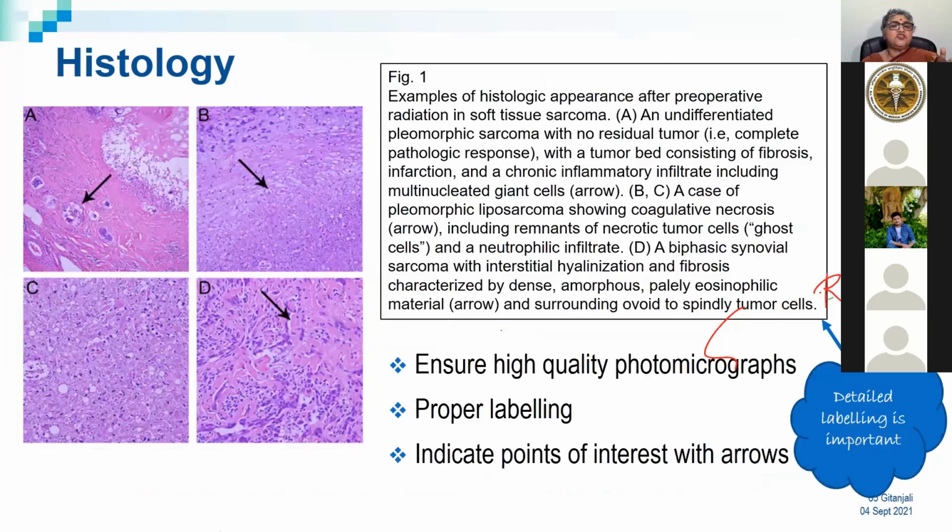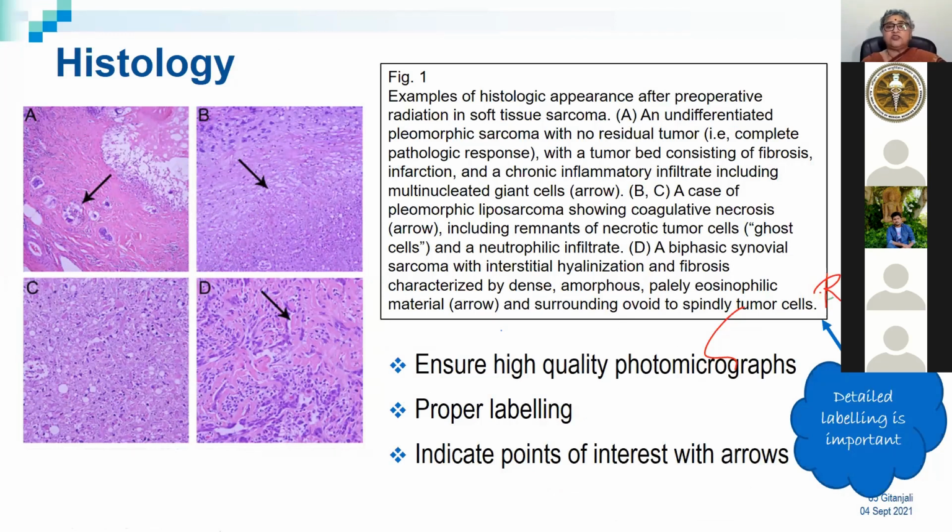For example, in histology, can you see the arrow is very clear. They are pointing to that. They have given details about this. So you need to take high quality photomicrographs, properly labeled, and the point of interest should be with arrows. So detail labeling is very important, like what they have done in these pictures.